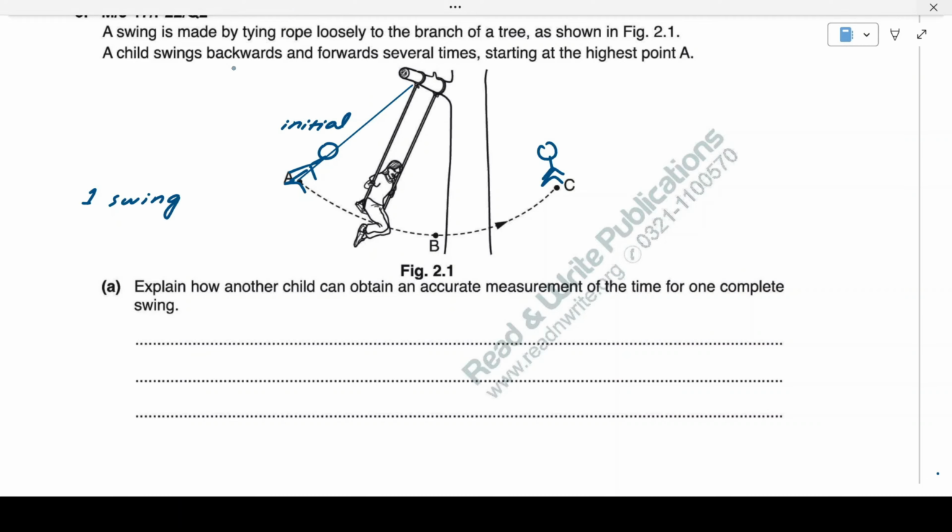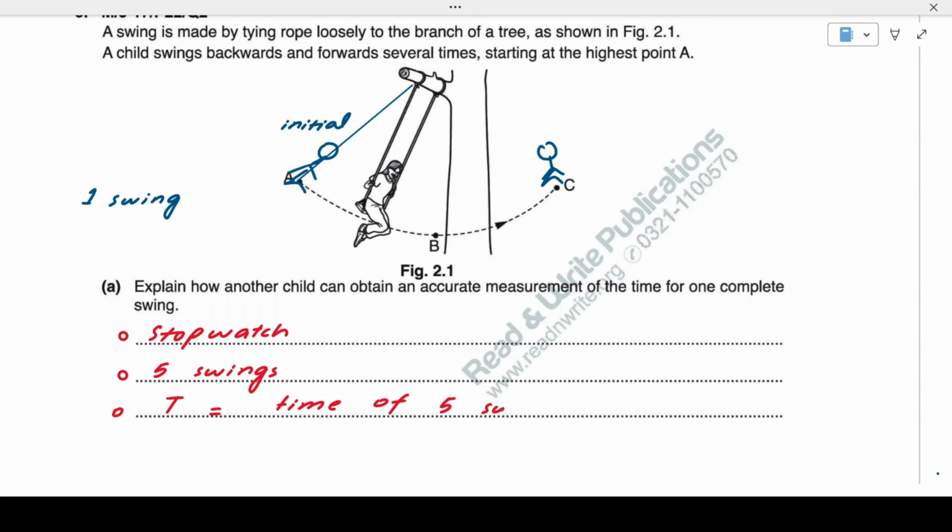So what do we need to do? The student needs a stopwatch. You need to phrase it properly; I'm just writing the bullets. He needs the stopwatch, and he needs to measure the time of 5 swings, and then whatever the time of 5 swings is, he needs to divide the time of 5 swings by 5. That would be the time of one oscillation.